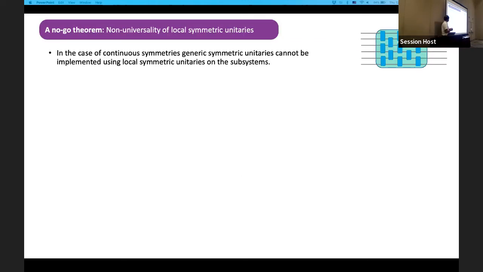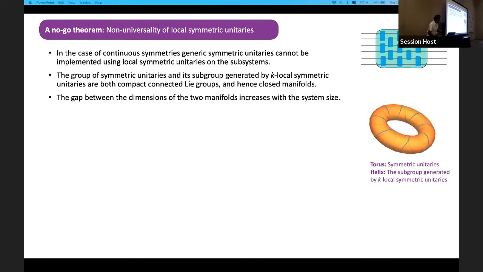Okay, so here is the first result. Kind of a strong no-go theorem. It turns out that in the case of continuous symmetry, generic symmetric unitaries cannot be implemented using local symmetric unitaries on the subsystem. I will show more precise statements, but this is just the general idea. So the answer is no. It's not possible to implement a generic symmetric unitary using local unitary operations. Now, you may say that maybe I can implement them approximately, even if I can't implement them exactly. But again, it turns out that the answer is no.